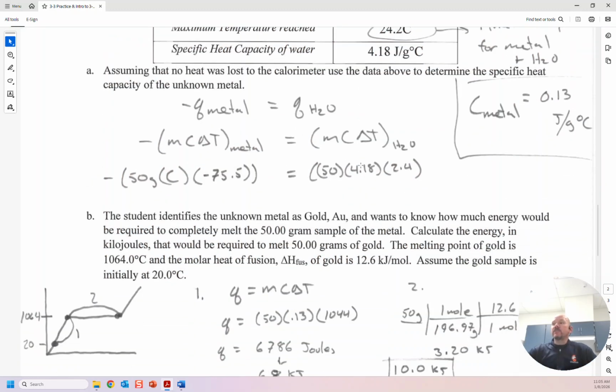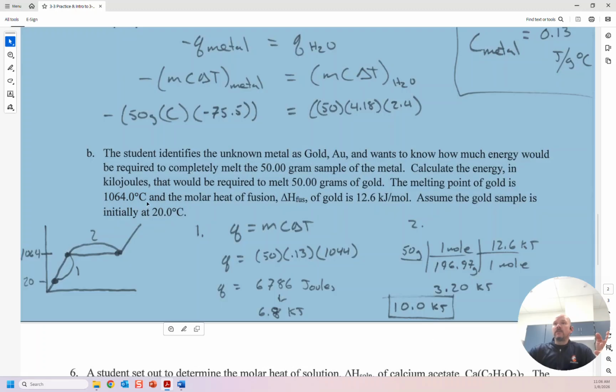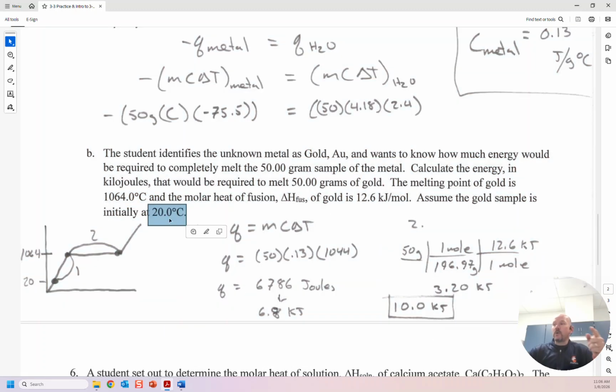So in the next part of this question, they tell us that the metal is gold. Okay. And we want to determine, if we take our 50 grams of metal and we want to completely melt it to the liquid state, how much energy is that going to require? And they give us some information. They tell us the melting point of gold is 1064 degrees Celsius. They're telling us our sample starting at 20 degrees Celsius, okay? And they give us the heat of fusion for gold.